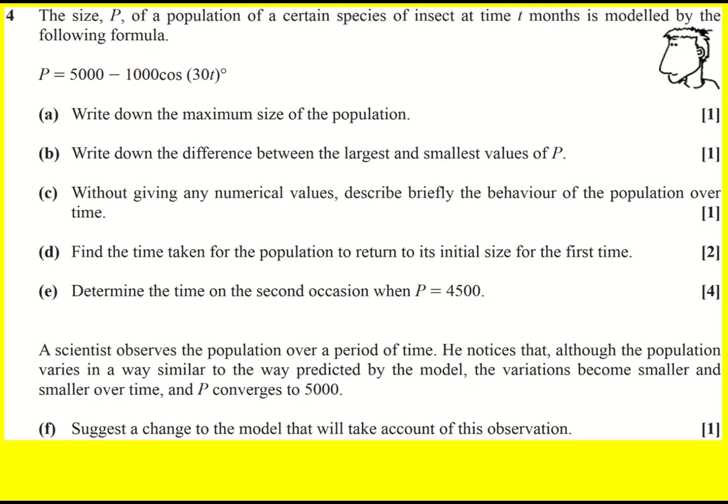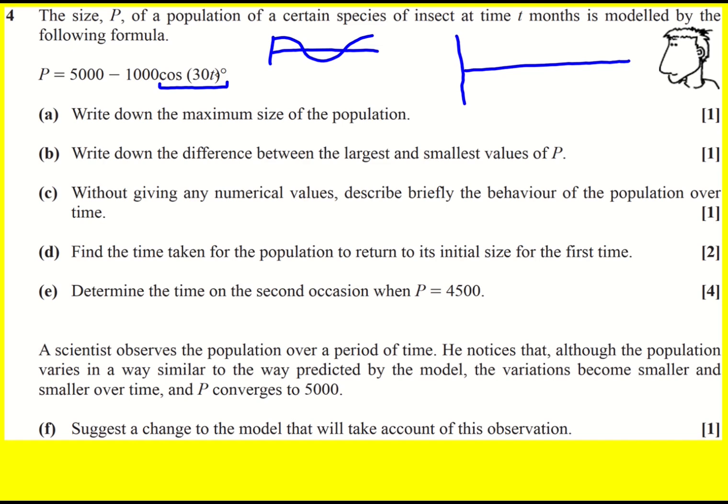The population changes with time according to this formula. Note 5,000 and 1,000 are just constants, so really the thing that's allowing the population to change is the cos 30t function. So cos starts at 1 and then goes up and down like this. And it's not a bad shout to just straight away try and sketch the actual function.